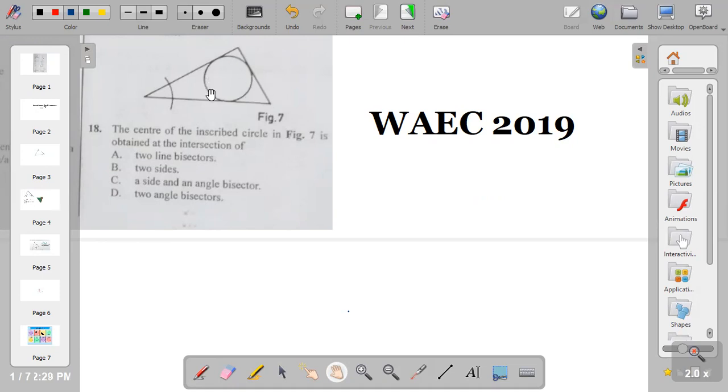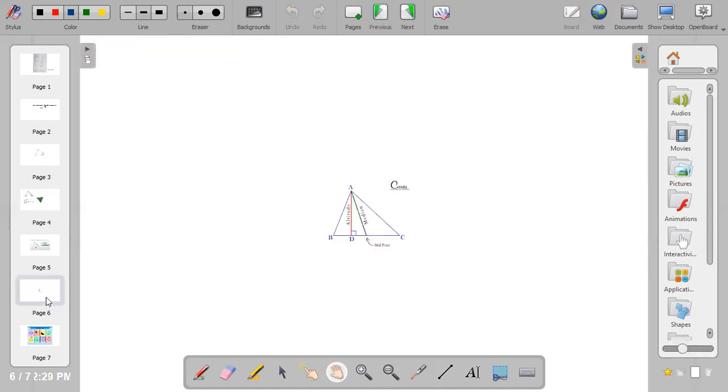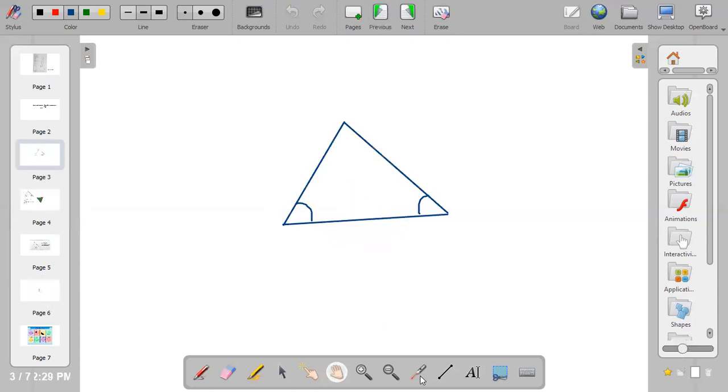Now, to obtain the circle, you need two angle bisectors. What do we mean by two angle bisectors? So now when you bisect an angle, you draw a line to show the bisection. So this line is called a bisector.